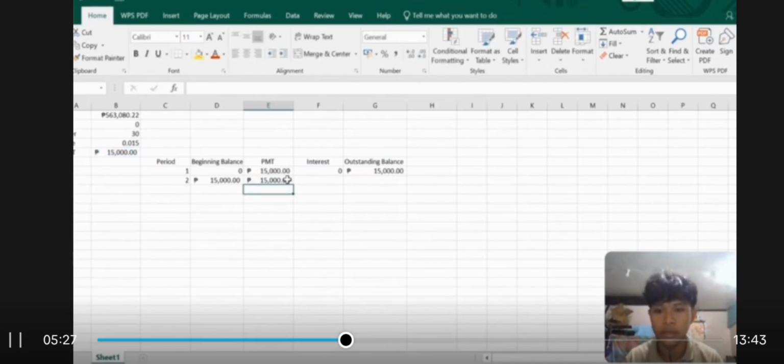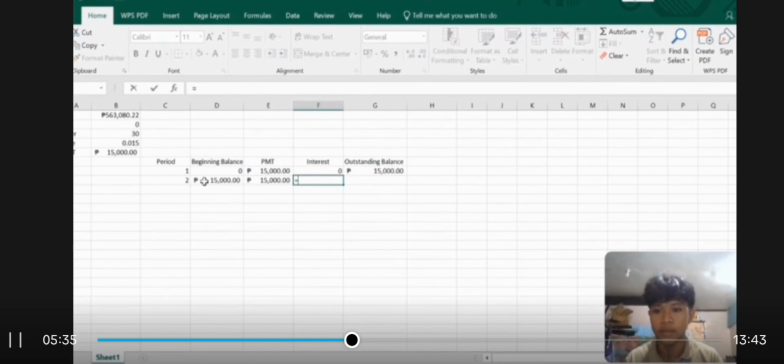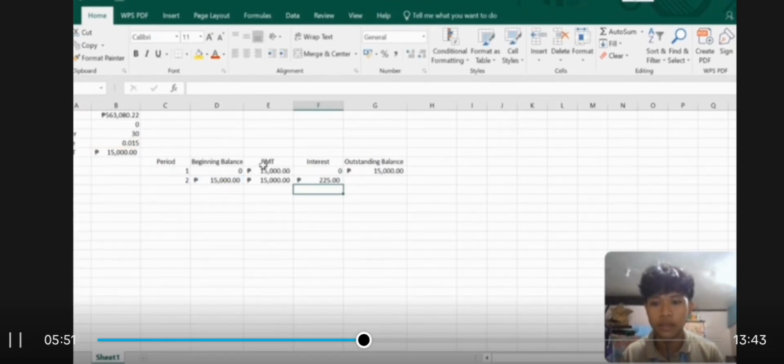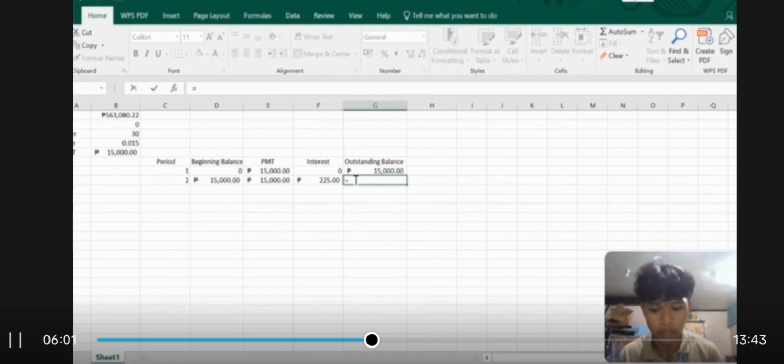Then click enter. Then the interest is again the beginning balance multiplied by the rate. So equal sign, beginning balance multiplied by our rate. And here, guys, we need to put dollar signs dito sa gilid ng letters ng rate. So dollar sign, then dollar sign. Then click enter. So the beginning balance is 15,000 pesos, and the interest is 225 pesos. So your outstanding balance, guys, you need to sum up the beginning balance, the PMT, and the interest.